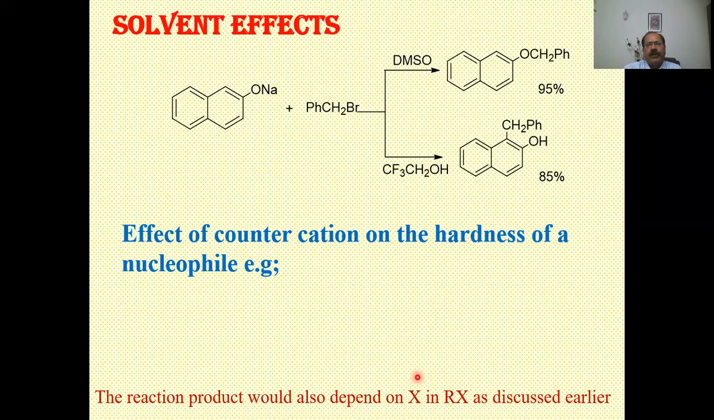Phenoxide can be generated. You can see its reaction with benzyl bromide. We use a protic solvent and an aprotic solvent. You can see again here that with a protic solvent, the reaction product is mainly C alkylation, and with an aprotic solvent, the reaction is mainly O alkylation.